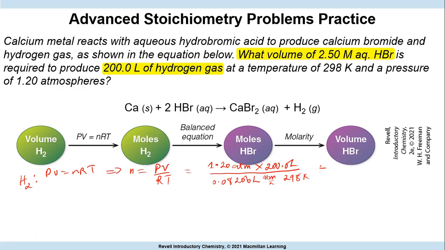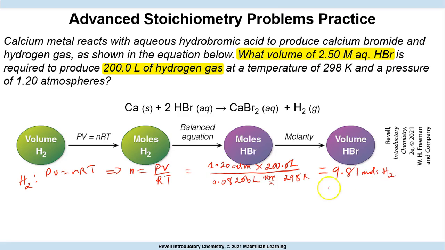Then we calculate that. So we have 298 times 0.08206, and we are going to multiply 1.2 times 200 divided by what we have at the bottom. So we have 9.81 moles of hydrogen.